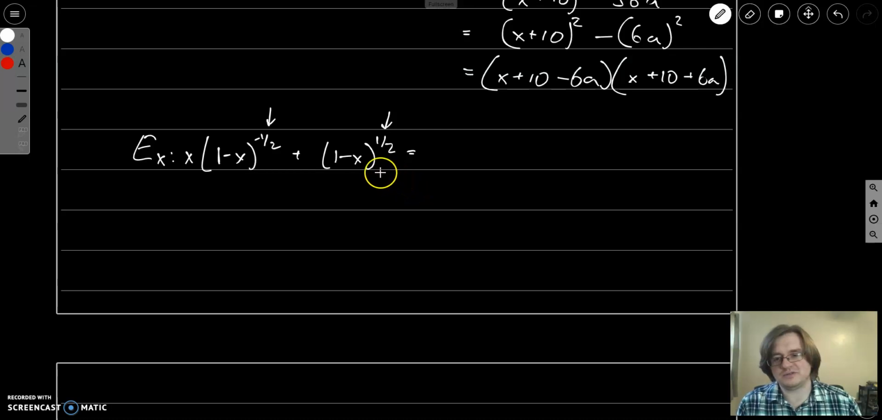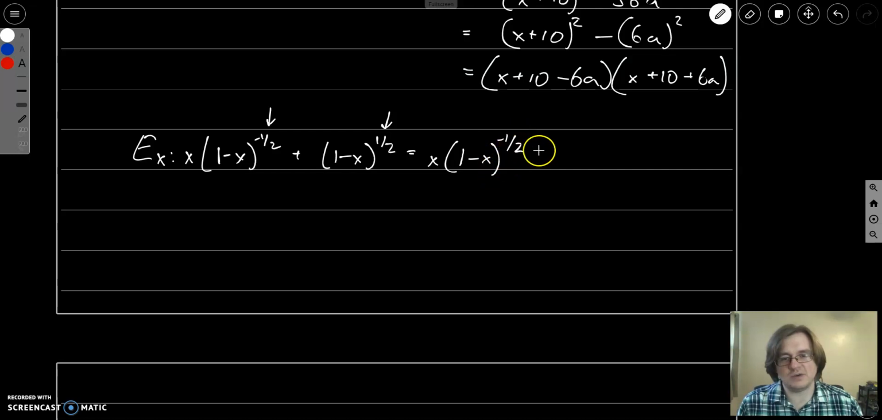Well, we can still try to factor out a greatest common factor out of both of these. And to do that, what I want to do is factor out the smallest power out of both of these. And I'll show you what happens when we do so. So this first term, we still have a 1 minus x to the negative 1/2 power. And in order to factor out this 1 minus x to the negative 1/2 power, I have to be able to find it in here.